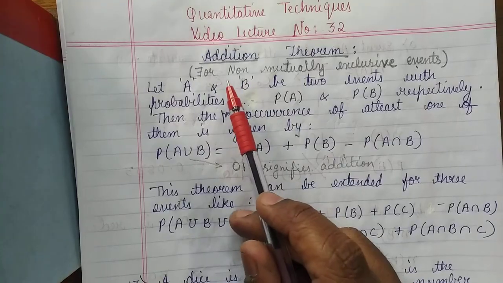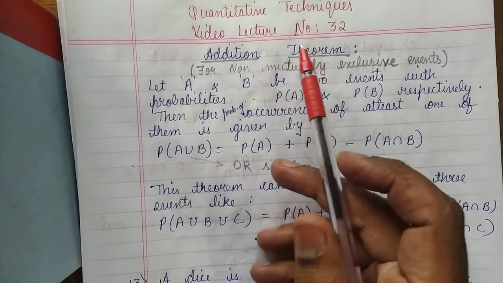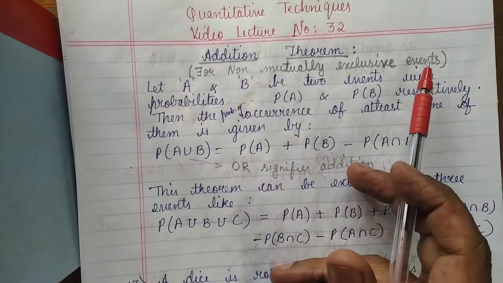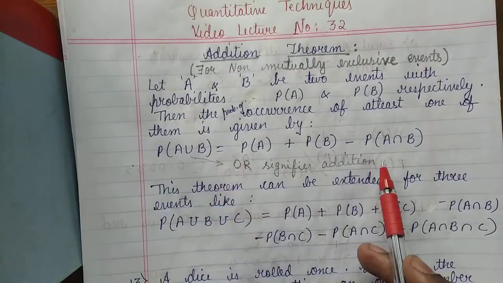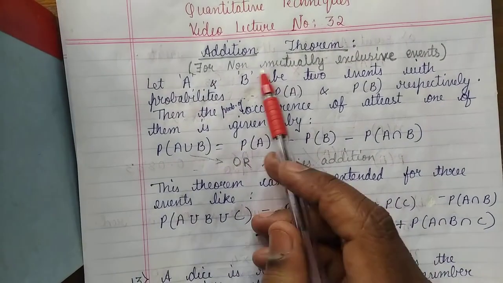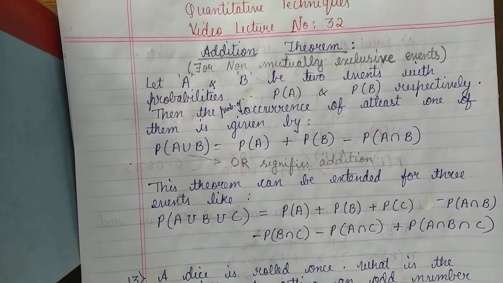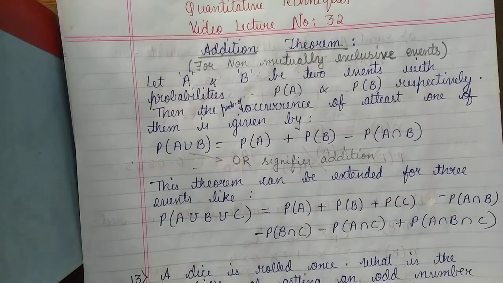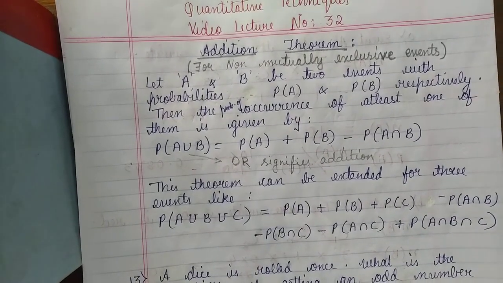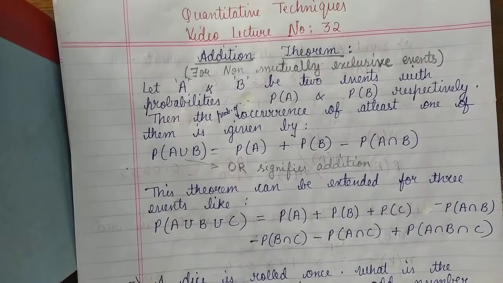So one thing we should understand is that this theorem is applicable only if two or more events are non-mutually exclusive events. Suppose they are mutually exclusive events, they are not non-mutually exclusive events. That means if they are mutually exclusive events, then what should be done? That I'll tell you later in the video. But before starting with this, I would like to brush up a little bit about mutually exclusive events.